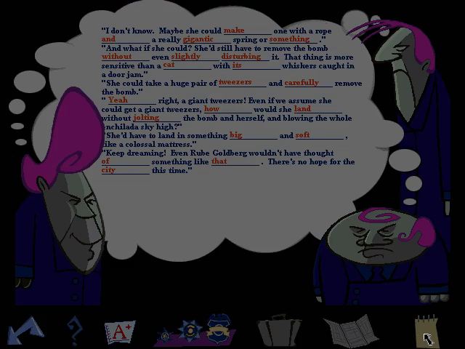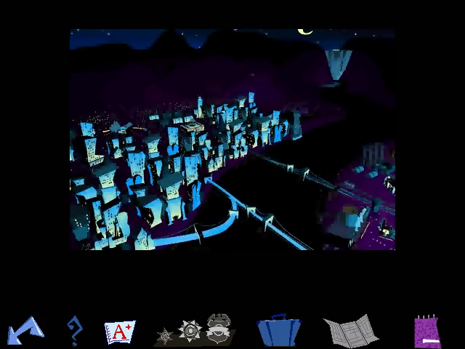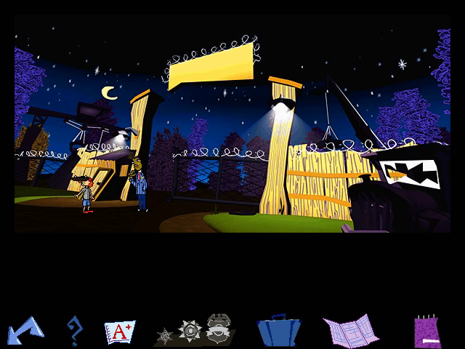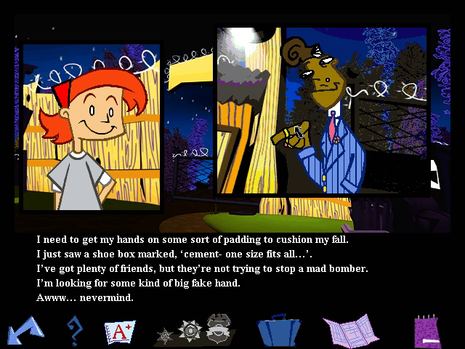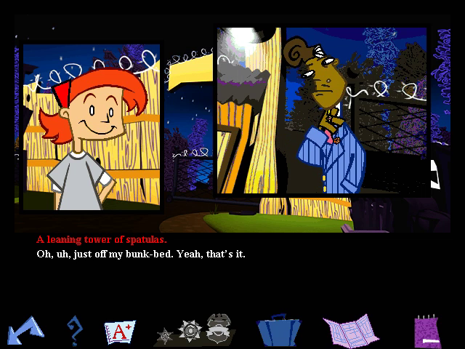Wow. Let's go this one. What is it with you and junkyards? Don't you have any friends? I need to get my hands on some sort of padding to cushion my fall. Fall from what? A leaning tower of spatulas. All right. Listen, I'll pull down the giant catcher's mitt made from one of the old billboards. But I need you to help me with some work first.